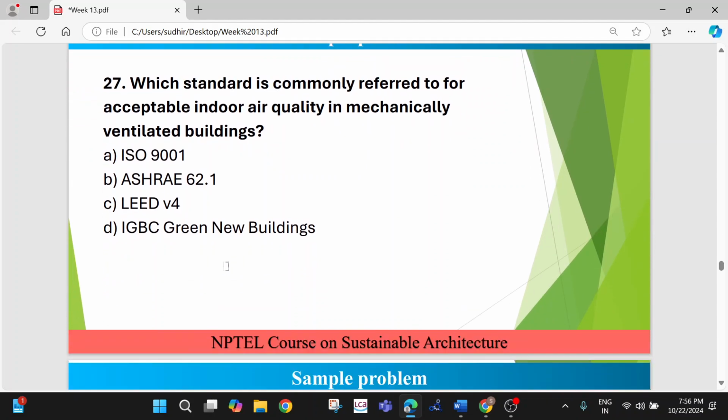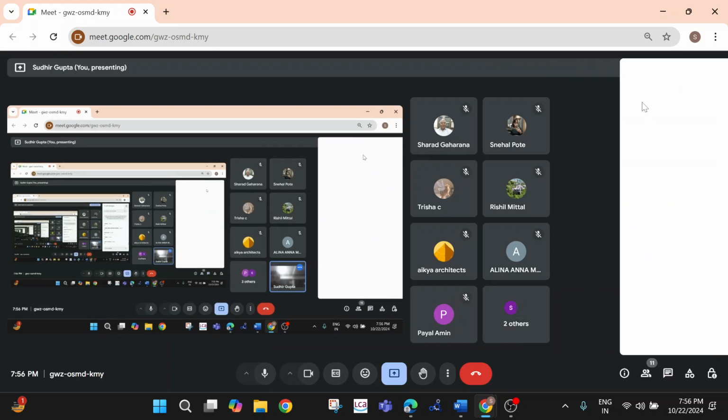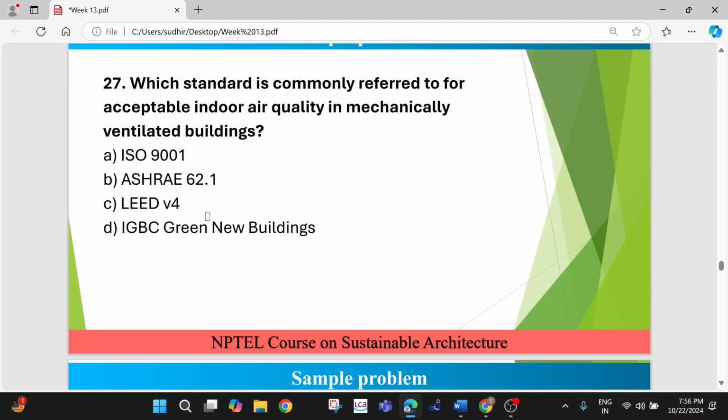Question number 27. Which standard is commonly referred for acceptable indoor air quality in mechanically ventilated buildings? Yeah, when we are talking about ventilation, which standard will you be following? Ventilation, indoor air quality in buildings. So what will be the right answer for this question number 27?